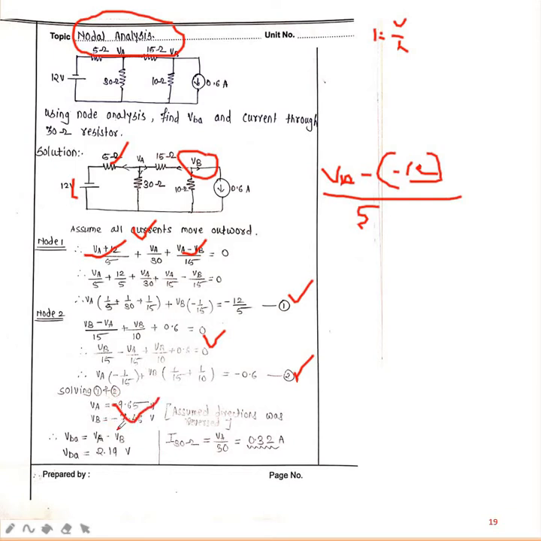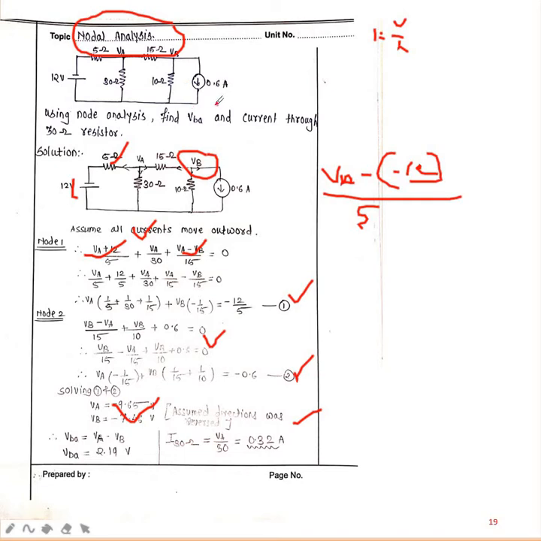Now see your answer. If both answers have a plus sign, it means your assumed direction is correct. If your answer is minus, then simply write that my assumed direction was reverse. That's all. My assumed direction is reverse. Then you will write it. Okay, so that is how to write the answers.